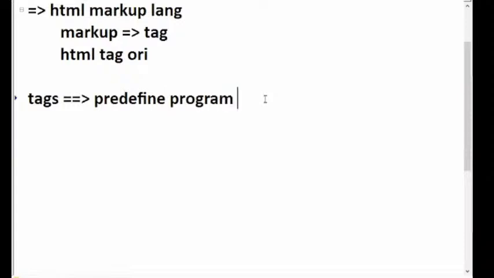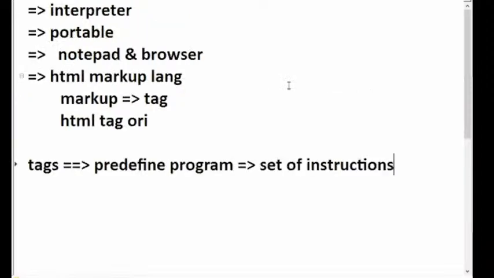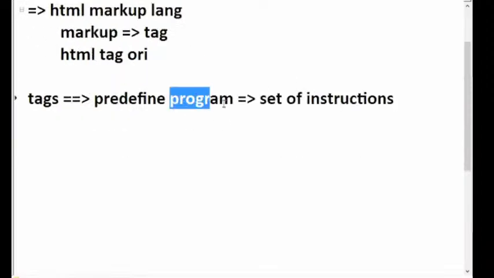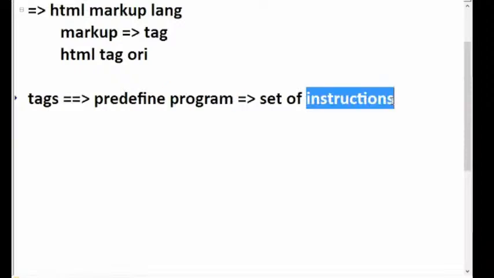But what is a program, sir? Generally, a program is a set of instructions. It's a universal definition, sir. In any subject, what is a program? A program is a group of instructions, or set of instructions, or collection of instructions.